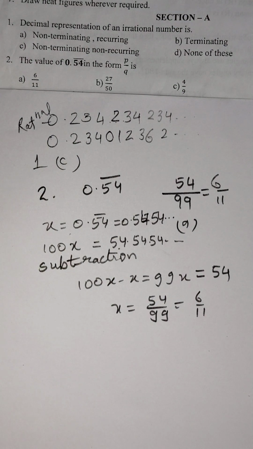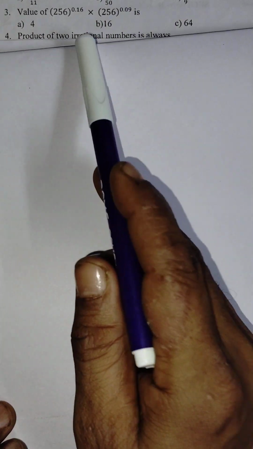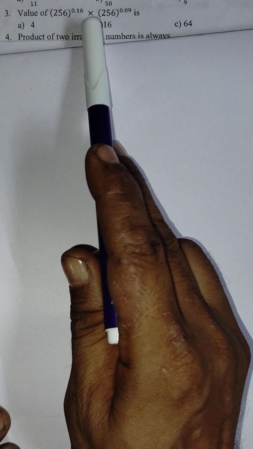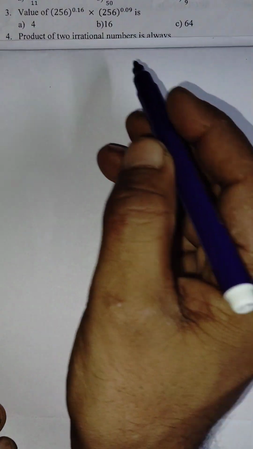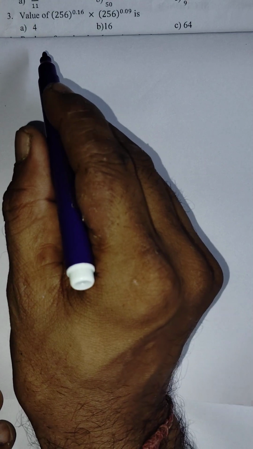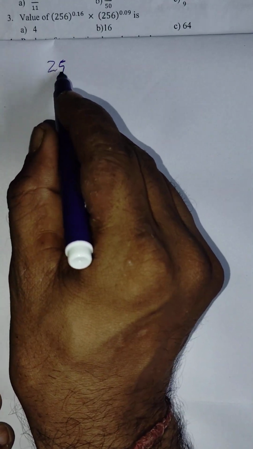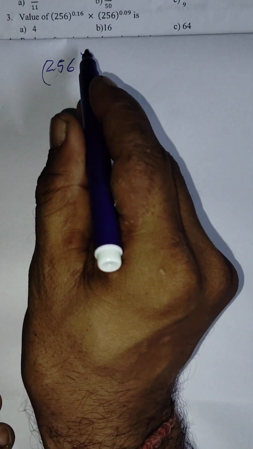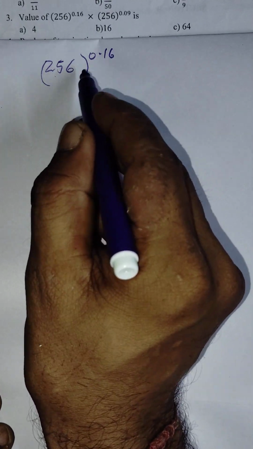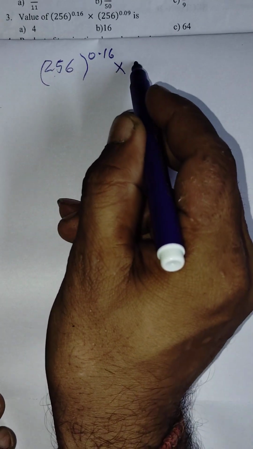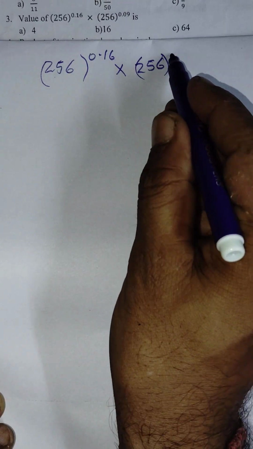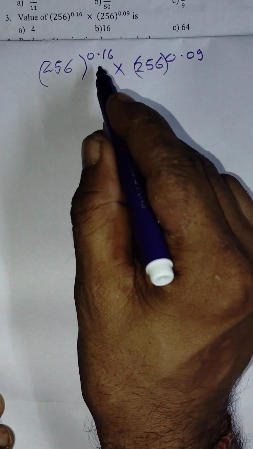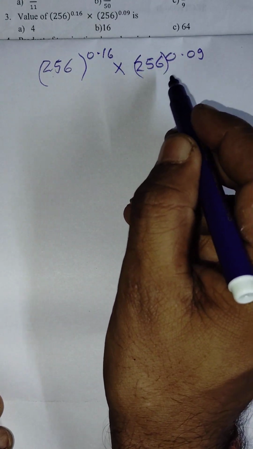Next, question number 3. Find the value of 256 power 0.16 into 256 power 0.09. How do we solve it? The number 256 is the base, and the power is above it. So the base 256 appears 2 times, and there are 2 powers: one is 0.16, another is 0.09.